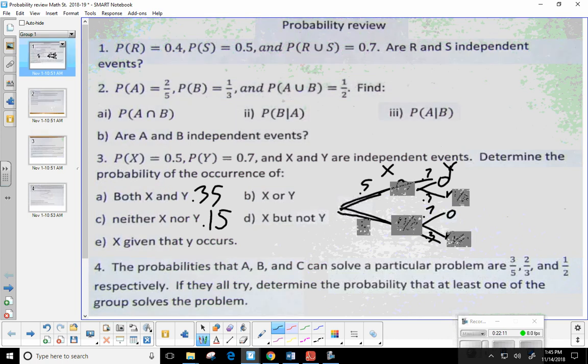There you go. Exactly right. And what we're demonstrating here, remember, if you're going along a branch, that's an intersection. If more than one branch has your outcome, taking the sum of those, that's your union. Okay, Haley, who's up?